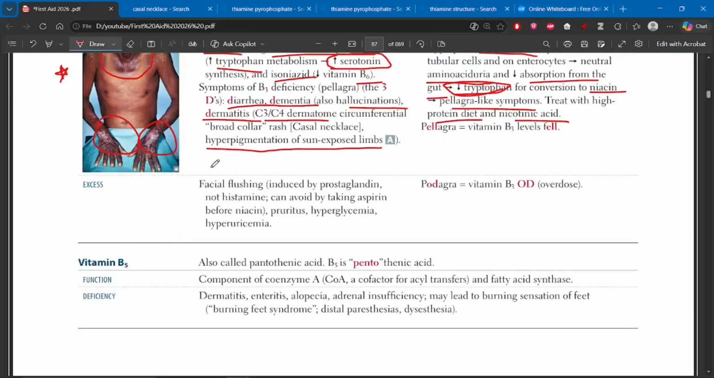Now, the excess of this vitamin causes facial flushing, and it is induced by prostaglandins. It's not induced by histamine. So you can basically take aspirin and it's going to solve your facial flushing. You have to take it before niacin.